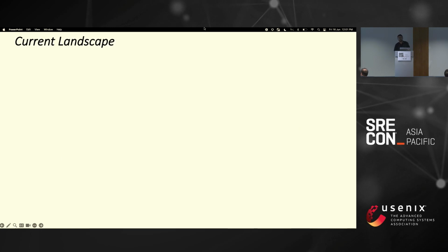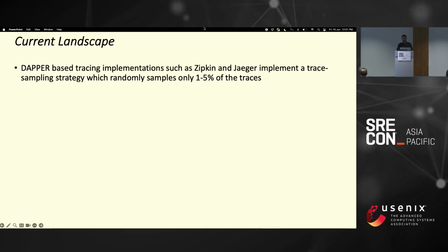As I mentioned, we'll also be discussing the current landscape of how things are and how there's an attempt to improve it. So with Dapper-based tracing implementations such as Zipkin and Jaeger, by default they employ random-based sampling, something close to 1 to 5%. Obviously we can go up to 100%, but it comes with the cost of increased CPU and storage requirements for all the traces. So out of, say, 100 traces, we set a limit, like 1 to 5% of the traces.